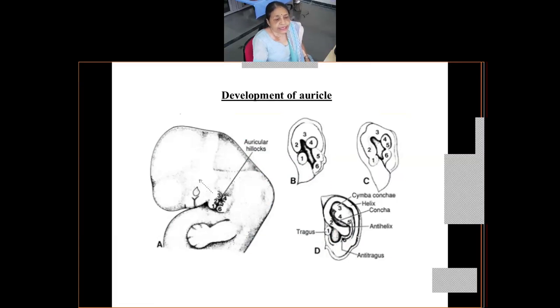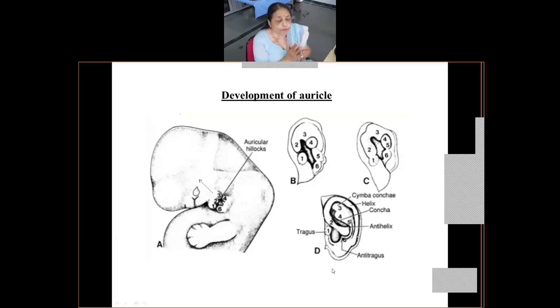Now, how the ear is developed. Here you can see this is the stomatodium. This is the first cleft. This is the second cleft. In between, this is the first arch. This is the second arch. In between them, there is the first cleft. Surrounding the first pharyngeal cleft, there are 6 swellings that will appear. These swellings are known as auricular hillocks. Later on, they will enlarge and they will change their shape, and ultimately the ear is formed.